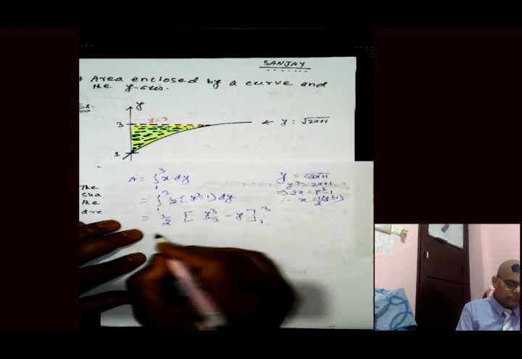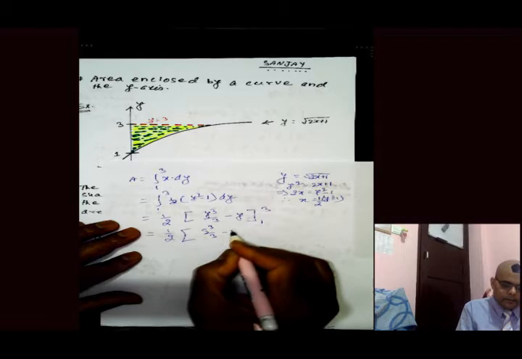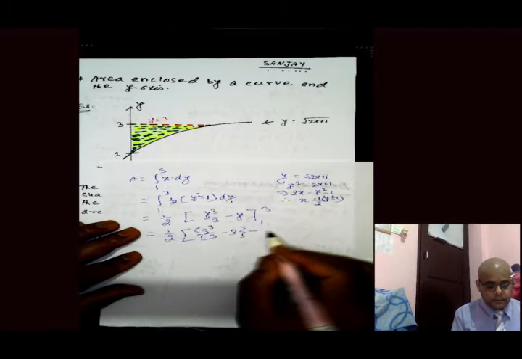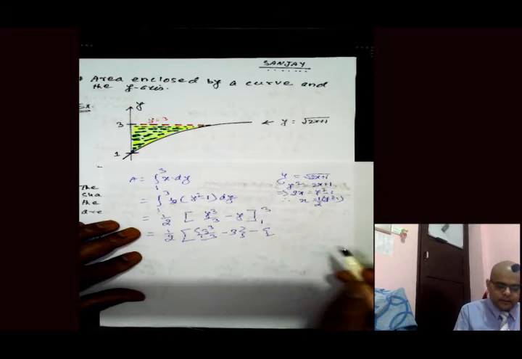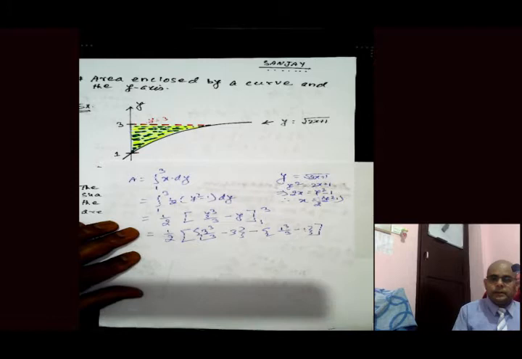equals 1 by 2. Now put the upper limit value for the variable y, so it is 3 to the power 3 by 3 minus 3. Then between lower and upper limit substitution there is a minus sign, and then you start again with a curly bracket. Now we are working for y equals 1, so it is 1 cubed by 3 minus, in place of y, again 1.